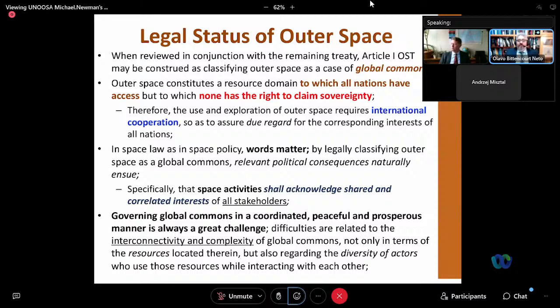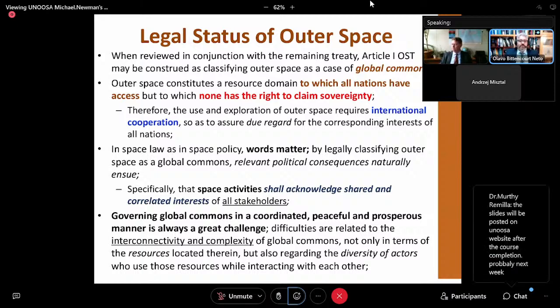And we also must remember that in space law, as in space policy in general, words matter. By legally classifying outer space as a case of global commons, relevant political consequences naturally ensue. Specifically, that space activities shall acknowledge shared and correlated interests of all stakeholders. And governing global commons in a coordinated, peaceful, and prosperous manner is always a great challenge.